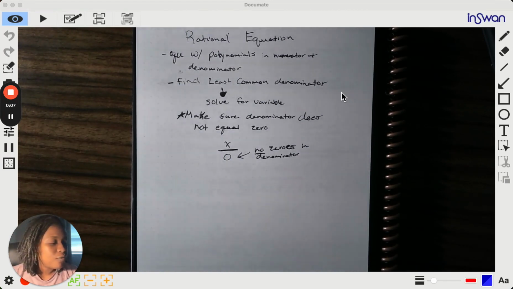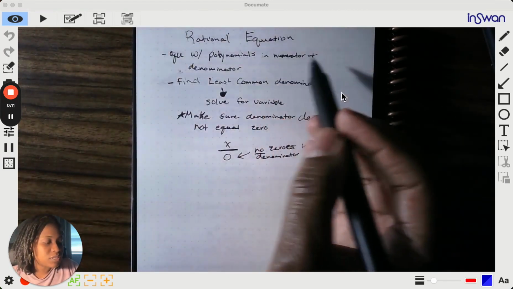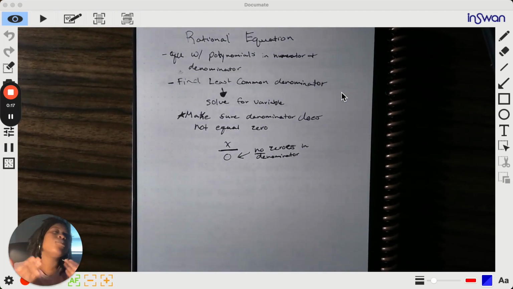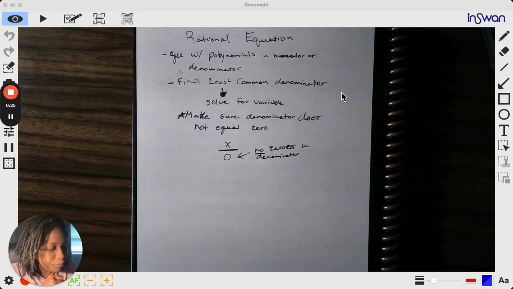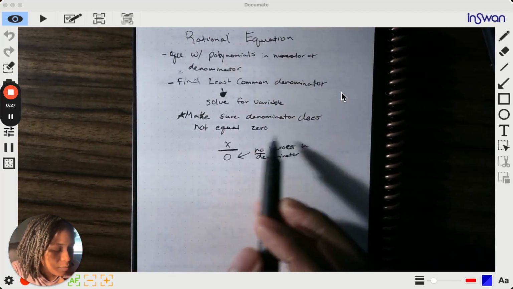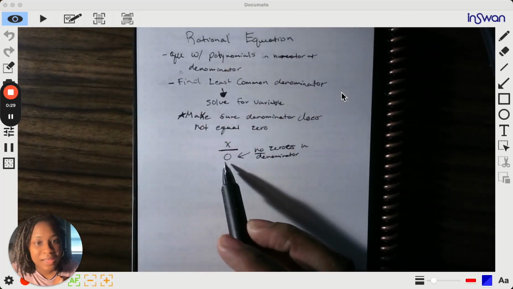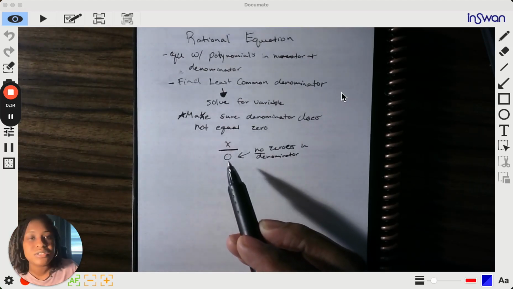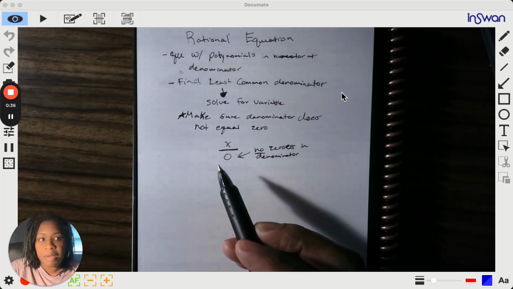So I'm going to go over rational equations, which are equations with polynomials in the numerator and denominator. Also, it has fractions. So when we're dealing with fractions, we want to get rid of the fraction, and we're going to be multiplying the equation by what's called the least common denominator, and then solve for the variable. And the big thing with these, make sure there's no zeros in the denominator. So when I'm working through it, I'm going to make sure I check my answers to make sure it doesn't equal 0 in the denominator.